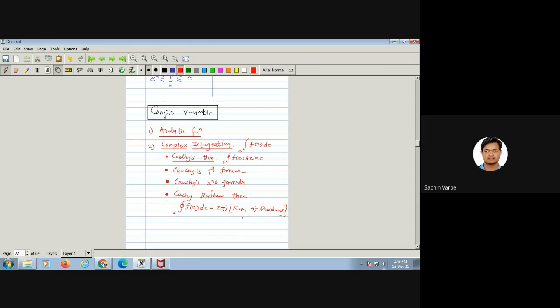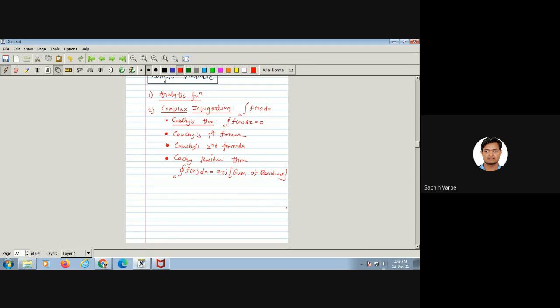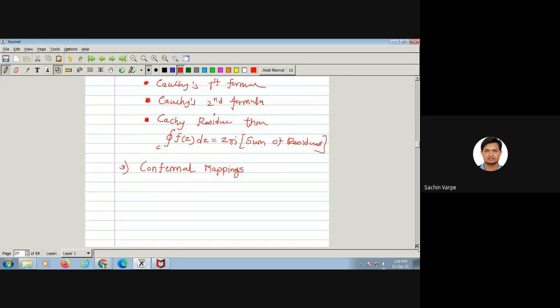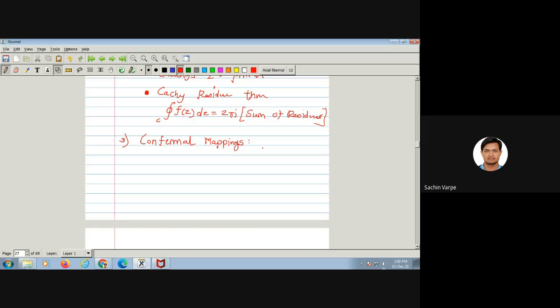The sum of residues, and those residues we calculate at all those singularities, at all those poles. So this is the second important point from complex variables, and the third important point we have seen is conformal mapping. We have seen the definition of conformal mapping: it is an angle preserving mapping or transformation. And we have seen the properties of conformal mapping such as translation, rotation, magnification, inversion, and lastly, bilinear transformation.